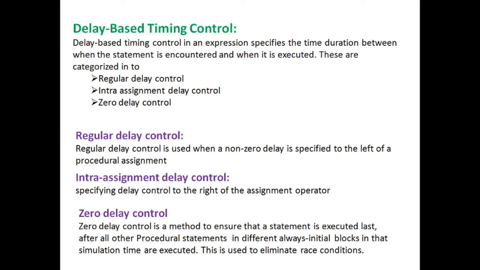In regular delay control, I use a non-zero delay that is present only to the left of the assignment operator, which may be a blocking or a non-blocking assignment. Whatever it is, the delay should be on the left hand side of the assignment operator. In intra-assignment delay control, the delay is on the right hand side of the assignment operator. Zero delay control is a specific case, used to eliminate the race around condition.